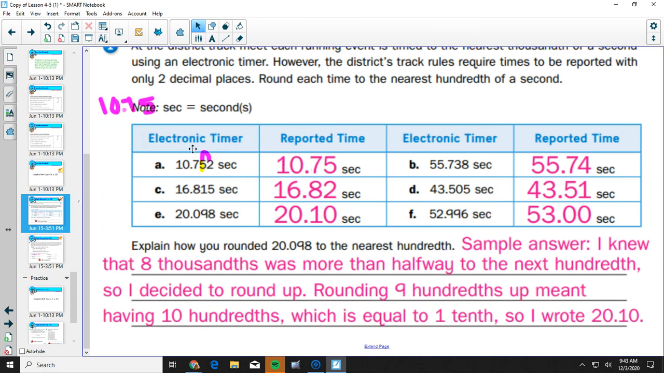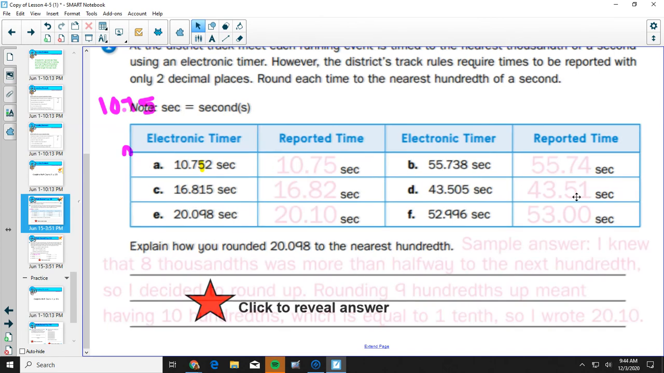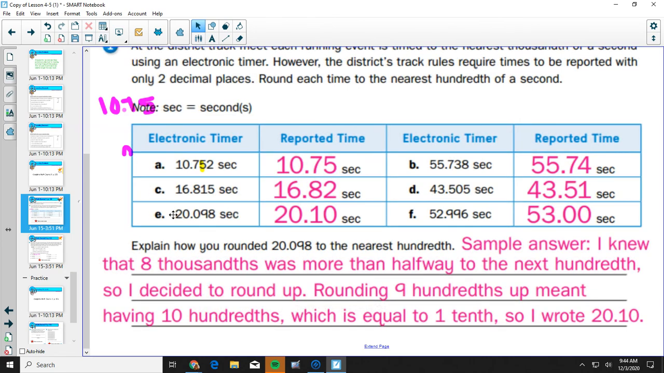All right, so you'll see here, A was 10 and 75 hundredths. B, 55 and 74 hundredths. C, 16 and 82 hundredths. D, 43 and 51 hundredths. E, 20 and 10 hundredths, or 20 and 1/10. And then F, 53 solid, just 53, rounded to 53.